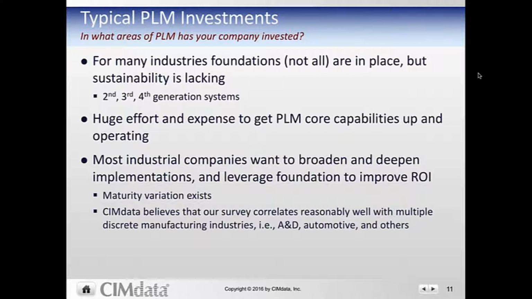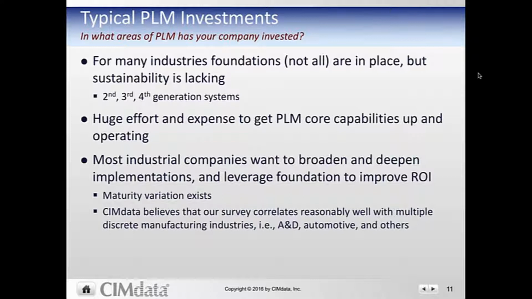Most industrial organizations that we work with and talk to do want to broaden and deepen their implementation. They do want to leverage the foundation that they put into place to improve their return on investment. But the maturity of their implementations varies quite a bit, and we see this across many different industry sectors.